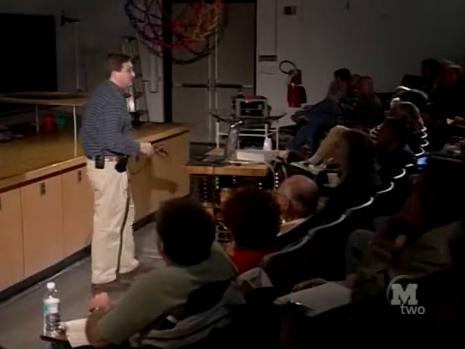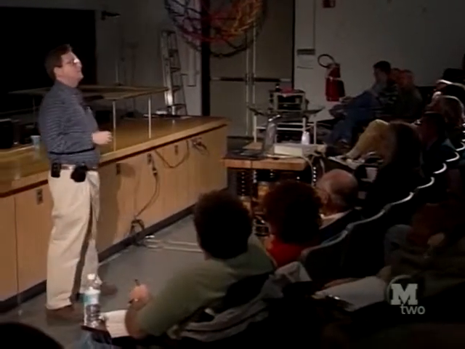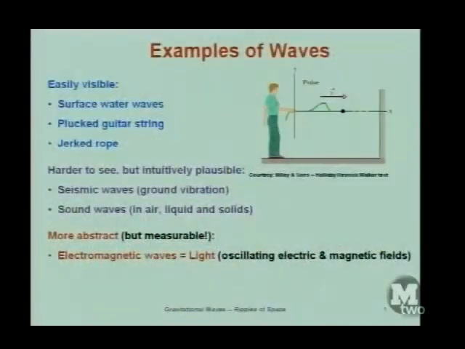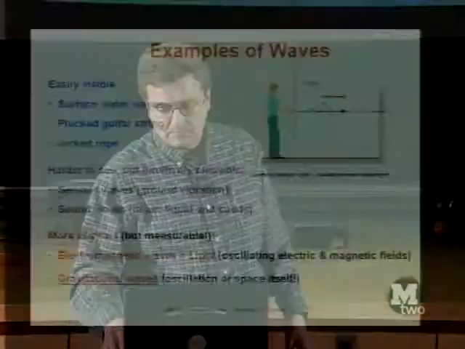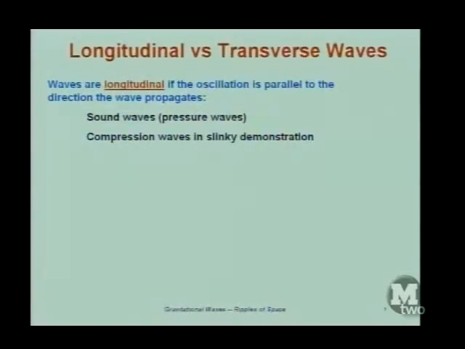Now, somewhat less intuitive, more abstract, would be electromagnetic waves, namely light. These are oscillating electric and magnetic fields, which I'll talk about a bit more in a moment, but they're somewhat abstract. You can't see an electric field directly. And finally, we have gravitational waves, which are even more abstract. These are oscillations of space itself, and I'll talk more about that shortly. But first, let me talk a little bit more about how we characterize waves.